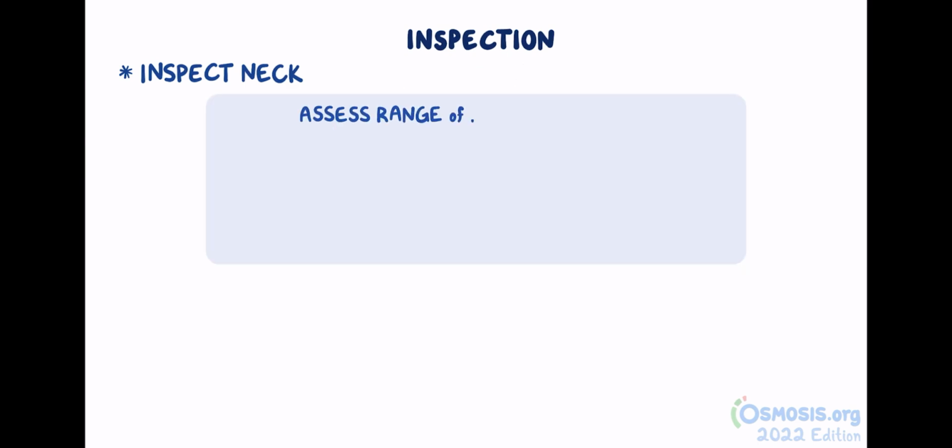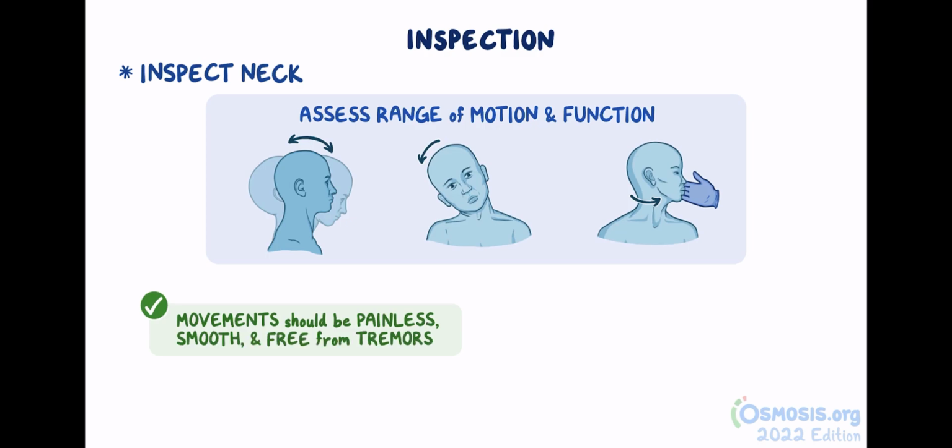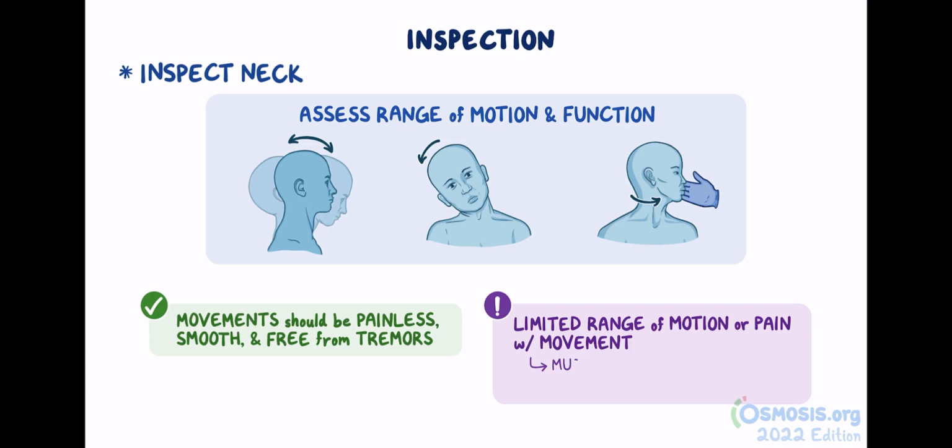To assess range of motion and function of the neck muscles, you should ask the client to move their head forward, backward, and side to side. All movements should be painless, smooth, and free from tremors. Limited range of motion or pain with movement may occur because of a musculoskeletal injury or from nuchal rigidity due to meningitis.